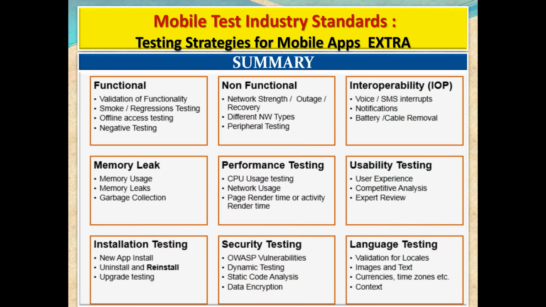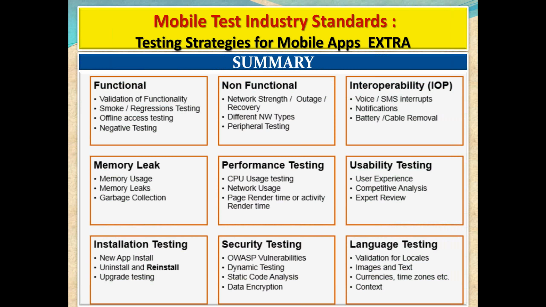As a summary of all the tests that we were going through, this is where we divide the test. What is our part? What is not our part? Pretty much the functional test is our part. It's where validation and functionality are tested, and where you perform the smoke and regression, offline access testing and negative testing, right? Non-functional, we cannot do manually pretty much. There are some tools that are simulating this environment.